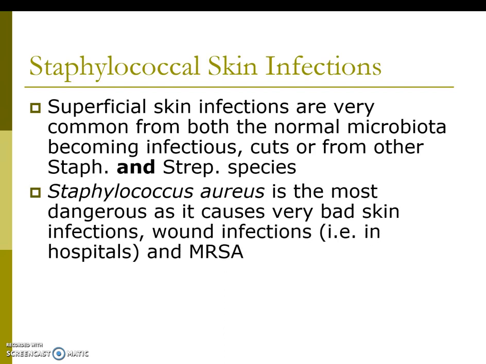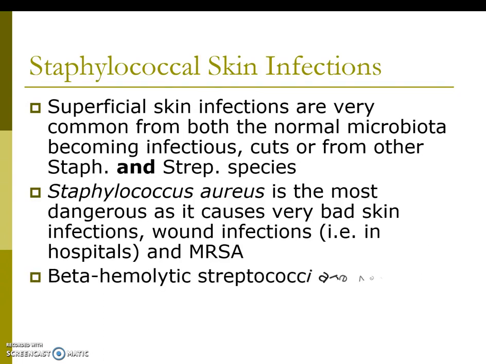So we've already talked about Staphylococcus epidermidis in lab. That's the very, very common one that's found on our skin and really does very, very little to hurt us. But Staphylococcus aureus is much more dangerous because it can cause very bad skin infections. It can cause wound infections, especially in hospitals. And that's what MRSA is. MRSA stands for methicillin-resistant Staphylococcus aureus. So it's a highly antibiotic-resistant strain of Staph aureus. And it's very, very dangerous, very difficult to treat, and it takes a very long time to get better from it.